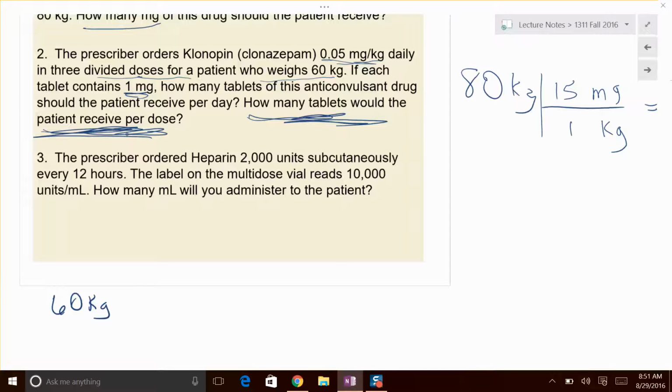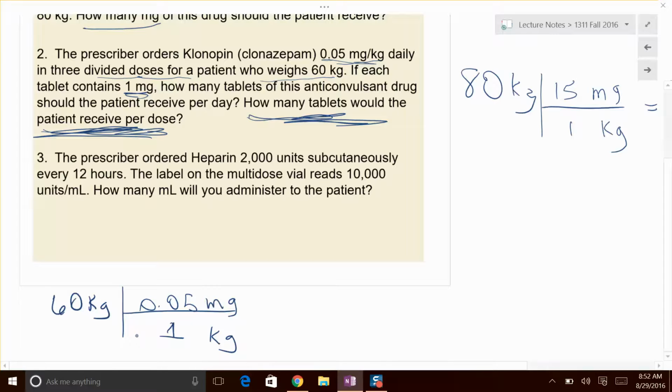I think we want to figure out how many milligrams I need to give an individual in a day, basically. So 0.05 milligrams per kilogram daily. What I want to know is how many milligrams that is in one day. That's the first thing I want to know. So what's my first setup here? 60. Good. 0.05 milligrams per kilogram. Okay, that's the first step.